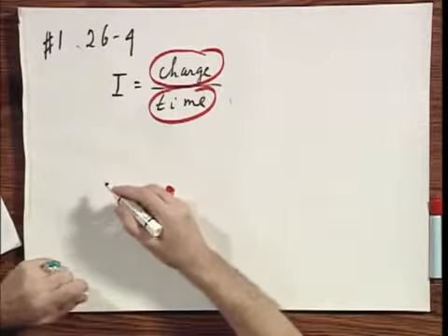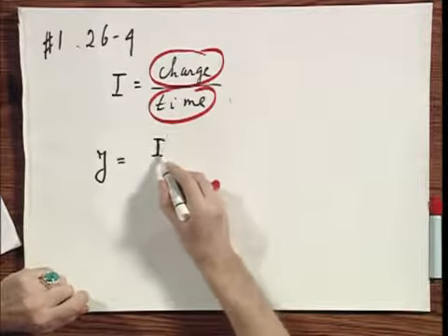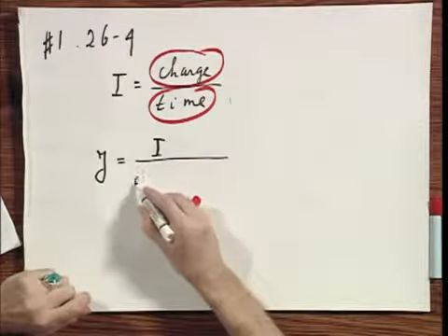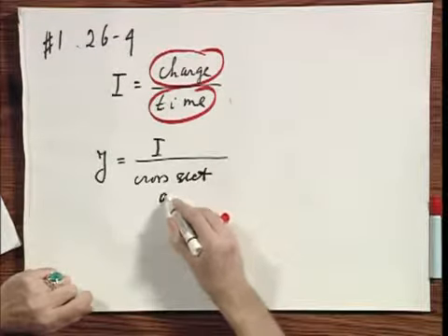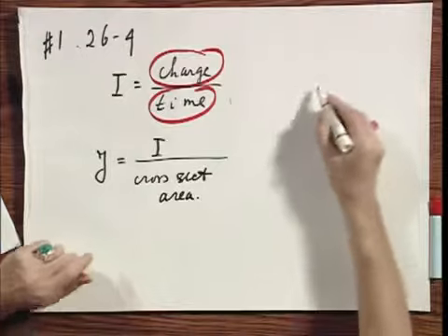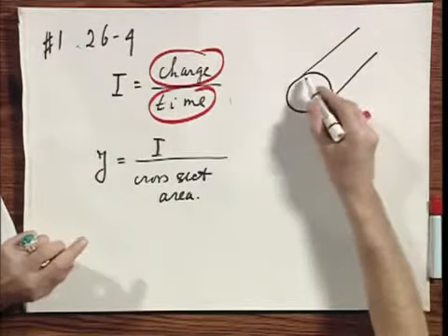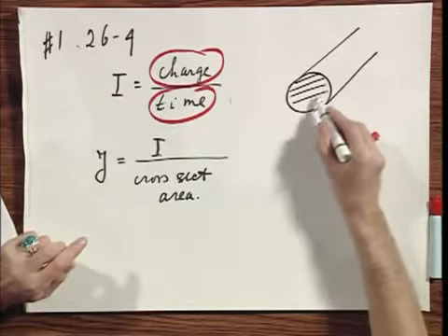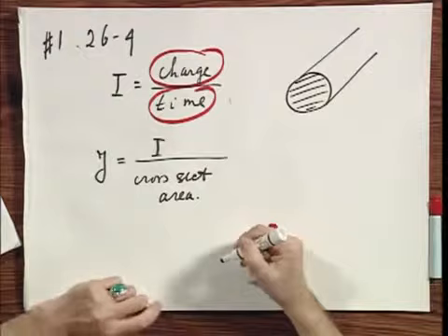The current density J is that current divided by the cross-sectional area. The cross-sectional area, which in the case of the silver thread, silver wire, is just the pi r squared of the cross-section.